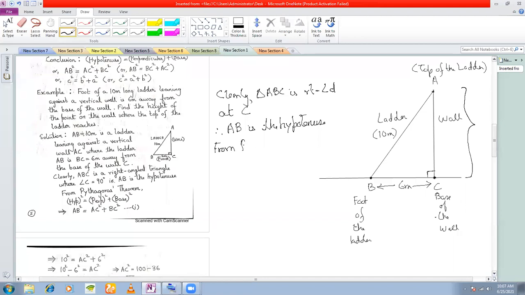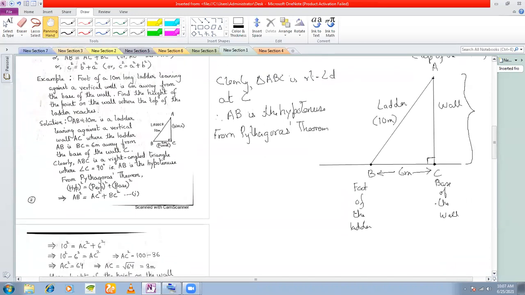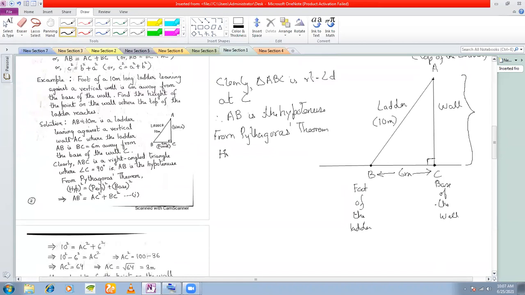From Pythagoras' theorem, we have hypotenuse square is equal to perpendicular square plus base square. Next, we have identified the hypotenuse. Hypotenuse is AB, right? AB square. Let us take this length as the perpendicular. So AC square, and the base is this length here, BC square.